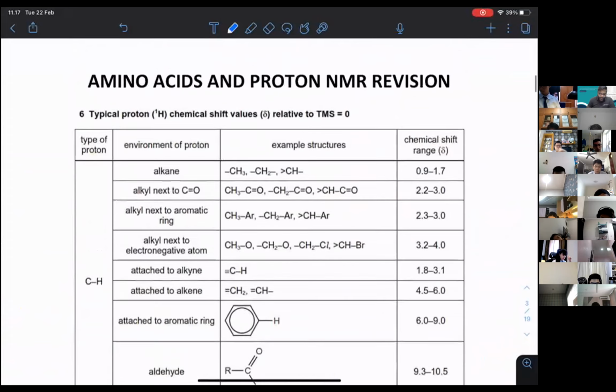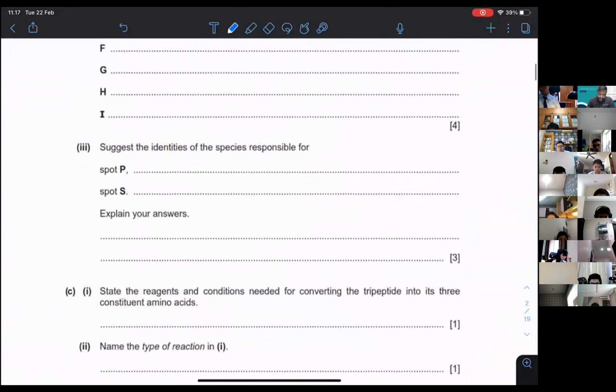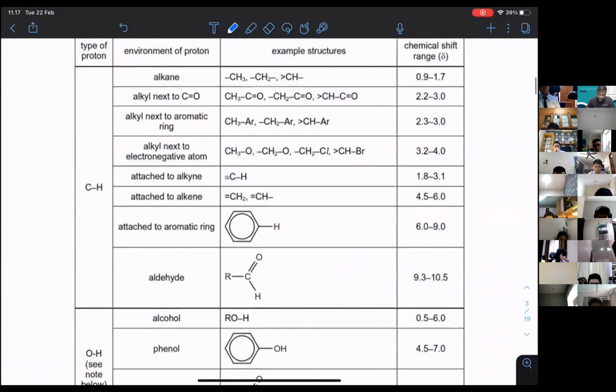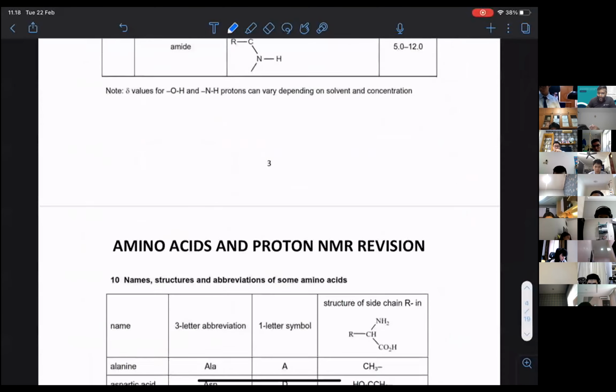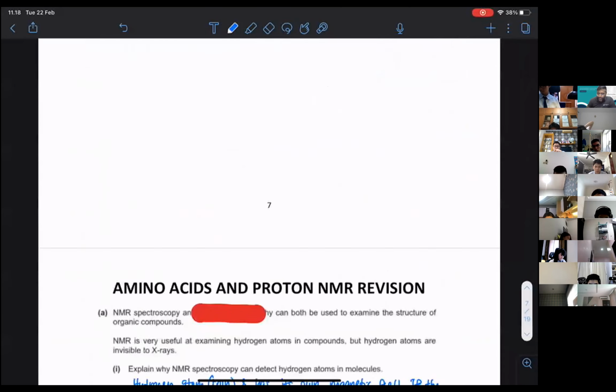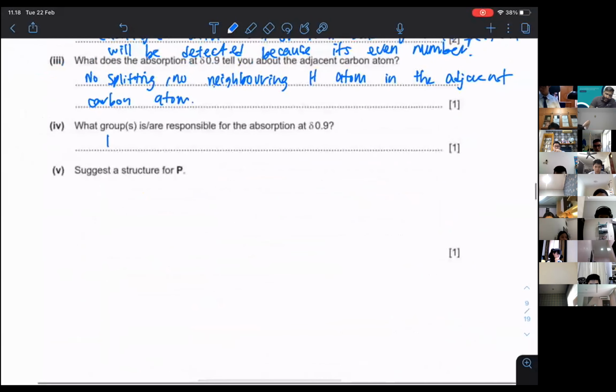So you just look at the data. If you look at this data, we have to look at the proton. So CH3 is 0.9 to 1.7. So it matches, it is actually from CH3. You get the data and then you say what group is responsible: hydrogen from CH3.